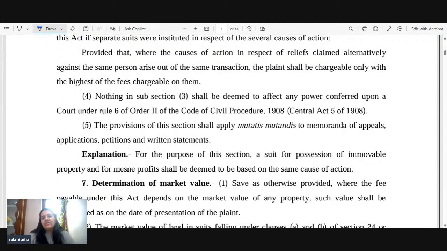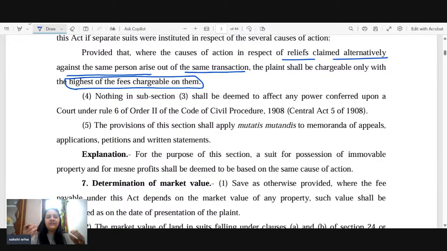Now, where the cause of action in respect of reliefs claimed alternatively against the same person arise out of the same transaction. अगर आप alternatively कर रहे हो, okay, like against the same person and for same transaction, like X is claiming a relief against Y for one cause of action only. Okay, one cause of action is there between X and Y and X is claiming a relief against Y and that is alternative relief कि या तो मुझे Y के against ये relief दे दो या ये relief दे दो. Okay, या तो आप उसको कॉन्ट्रैक्ट को परफॉर्म करवा दो या फिर आप मुझे उस कॉन्ट्रैक्ट को खत्म ही करवा दो. अब अगर अल्टरनेट रिलीफ मांग रहे हो उस केस में क्या होगा? Then plaintiff shall be chargeable only with the highest of fee chargeable on them. So this thing we have already read कि when there are alternative reliefs, then which one is highest, that will be chargeable.